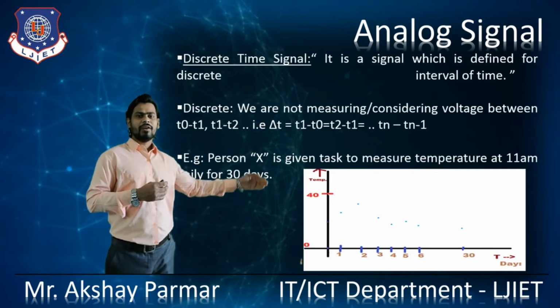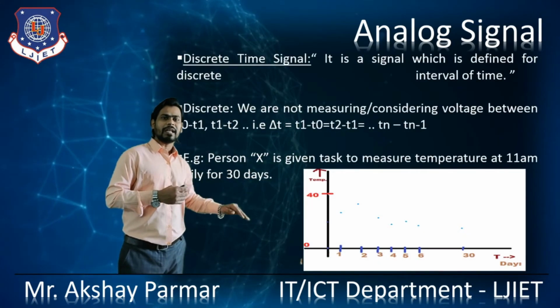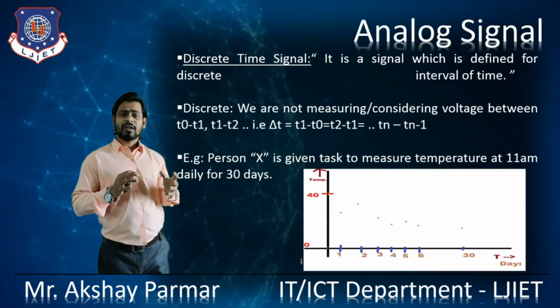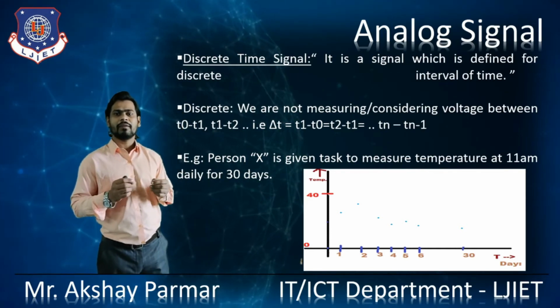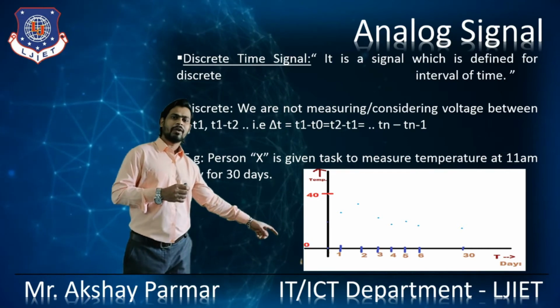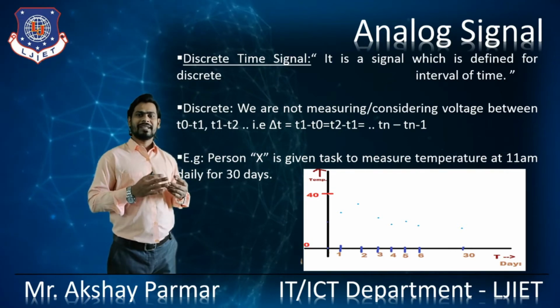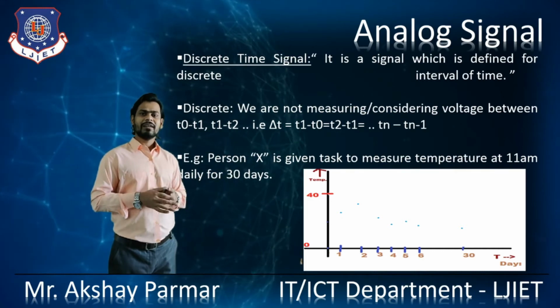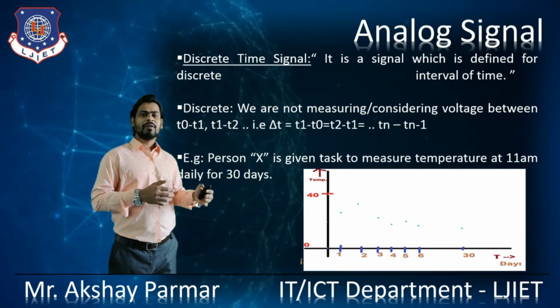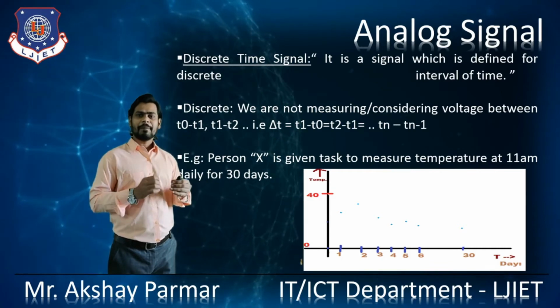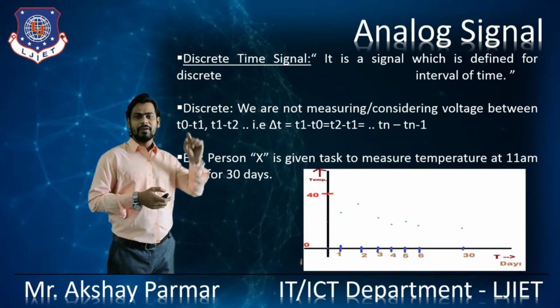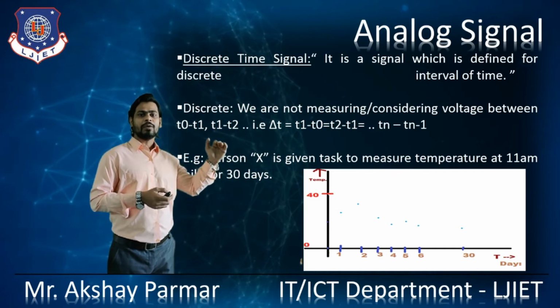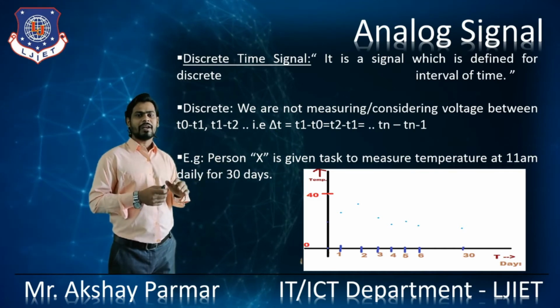You can take any value within the given range. We are not measuring any quantity between the time 0 and time t1. Similarly, between t1 and t2, we are not measuring the value. We are measuring the value only at t0, t1, and t2. Between the time intervals we are not measuring.